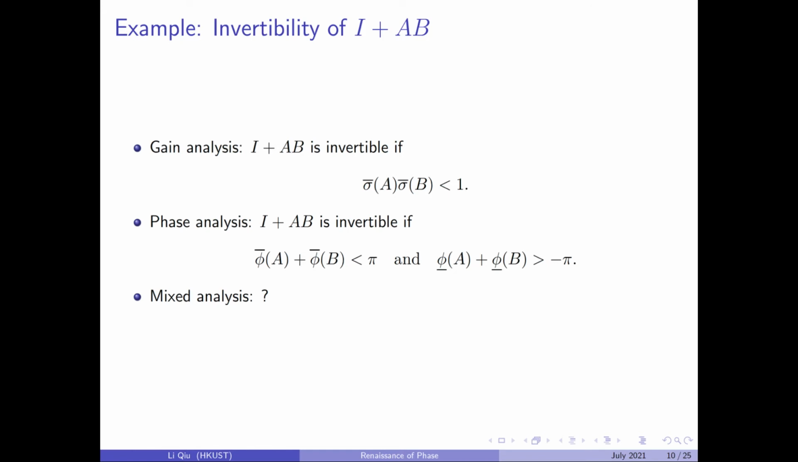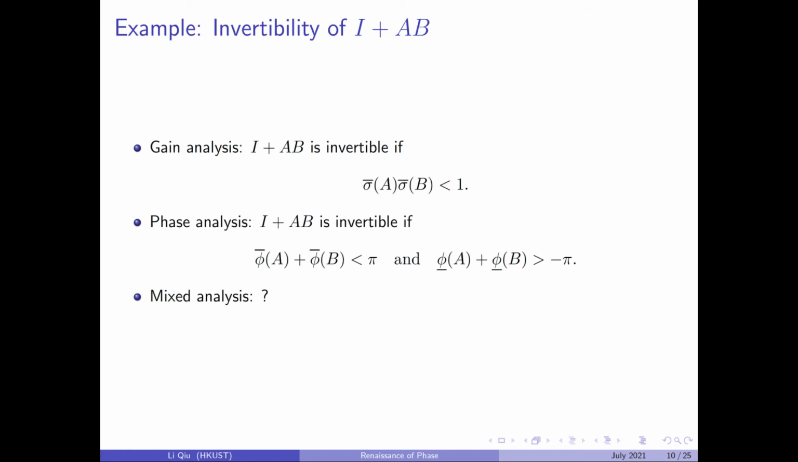It is well known that if the largest magnitude of A times the largest magnitude of B is less than 1, then this matrix is definitely invertible. So this is some kind of small gain theorem, or gain analysis. It's easy to prove.